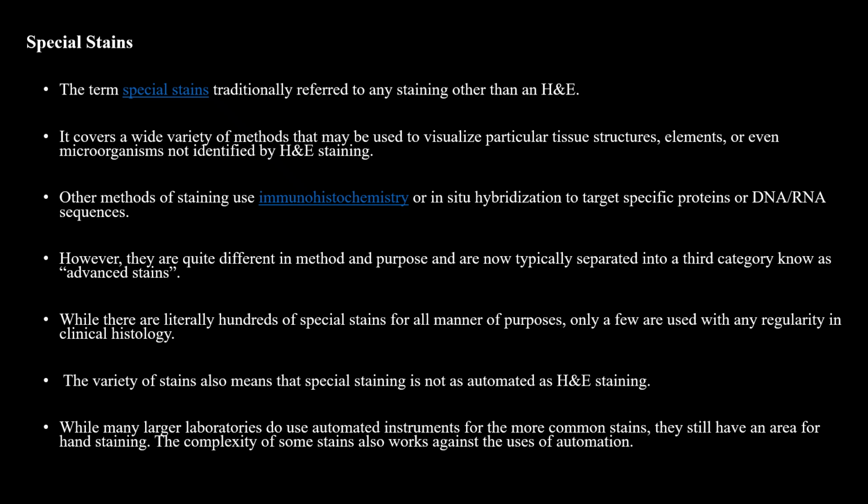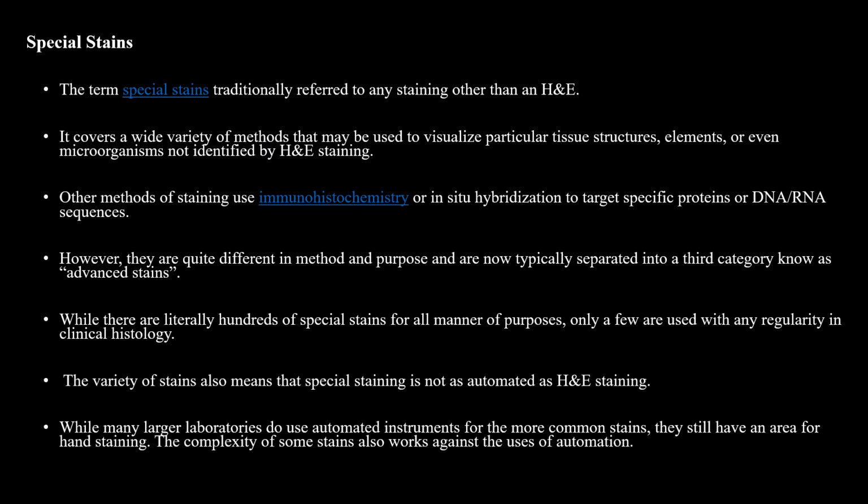Special staining. The trademark of special staining is revealing the tissue cell structure elements even the H and E staining cannot. Specific staining with protein, RNA, DNA, uses immunohistochemistry. Now typically separated into three categories. Now advanced stain, the clinical histological purpose of minor, literally a hundred special stains.